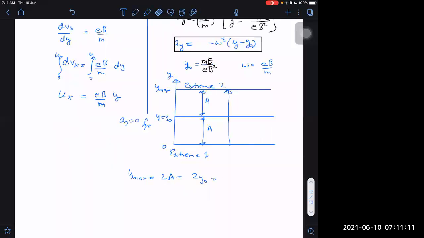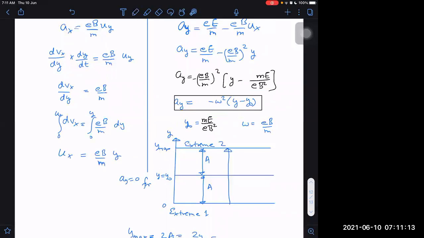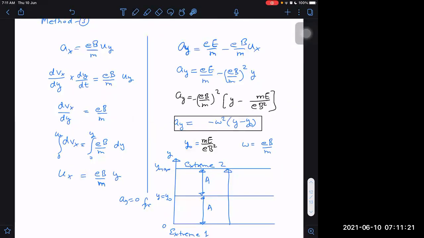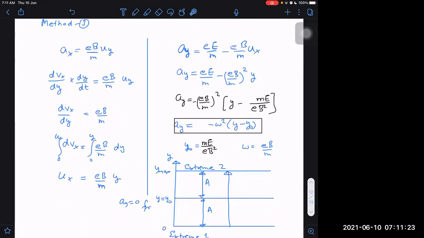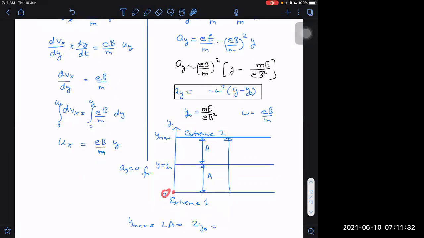Now I know it is an equation of SHM. It is an equation of SHM. And particle starts from zero value of, this is y, right? This is y. The particle starts with, what is the initial position of the particle? 0. That is extreme position 1. How do I know it is extreme position 1? Because initial velocity is 0 in that place also.